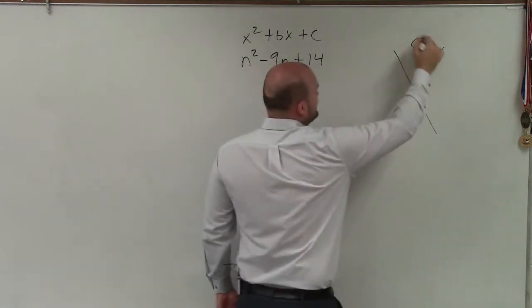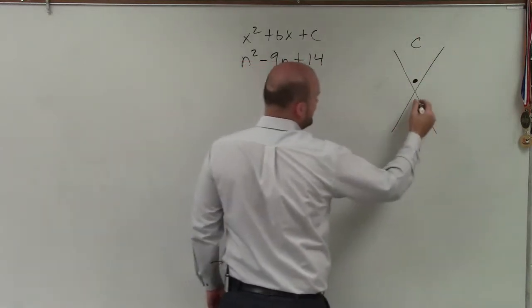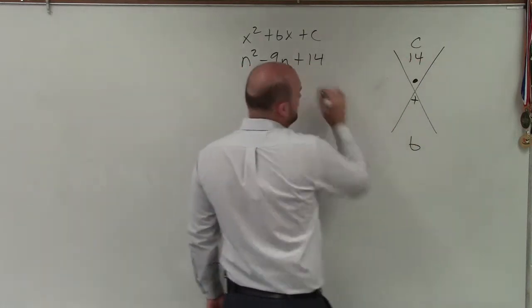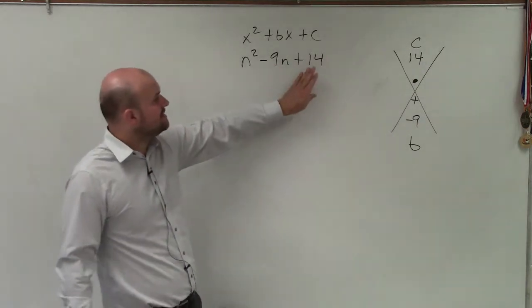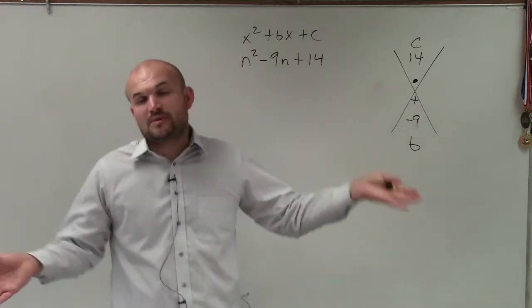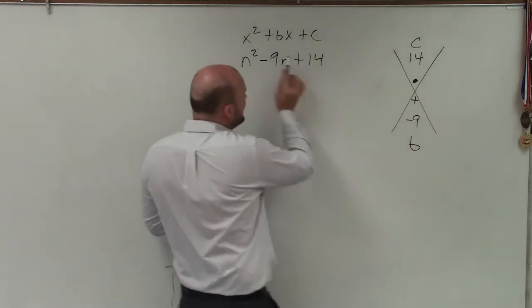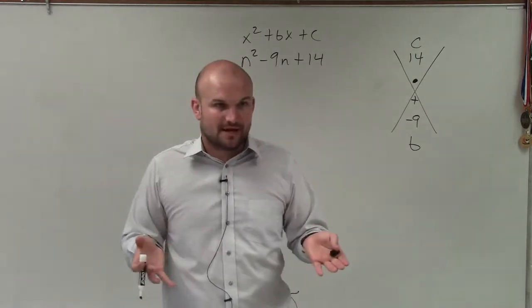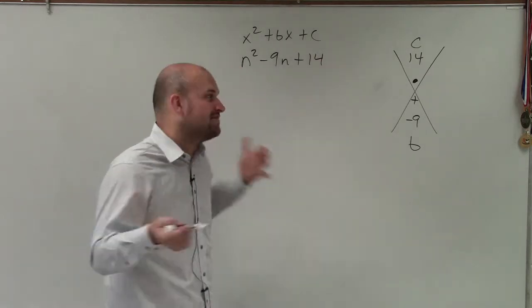All we're simply going to do is take our c here, our b here, and determine what two numbers multiply to give us our c, but then add to give us our b. So our c is 14, and our b is negative 9. Since c is 14, the two numbers that multiply to give us 14 could both be positive, or they could both be negative. But since they add to give us a negative, you can't have two positive numbers multiply to give you a positive number but then add to give you a negative, right? So we know that both factors have to be negative.